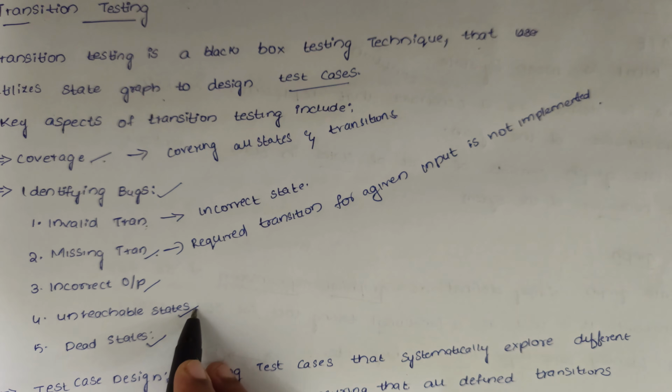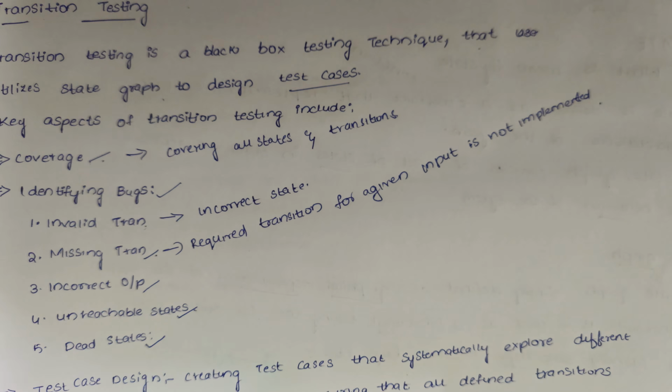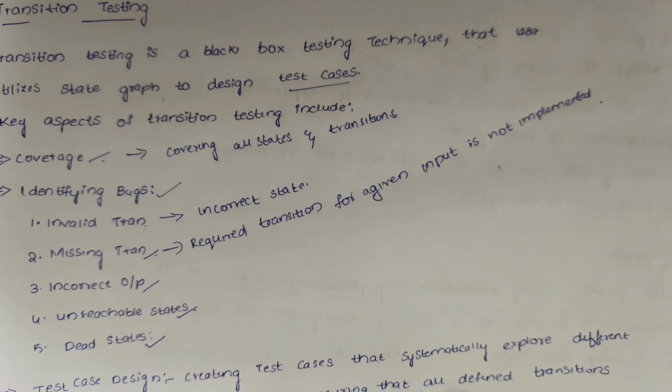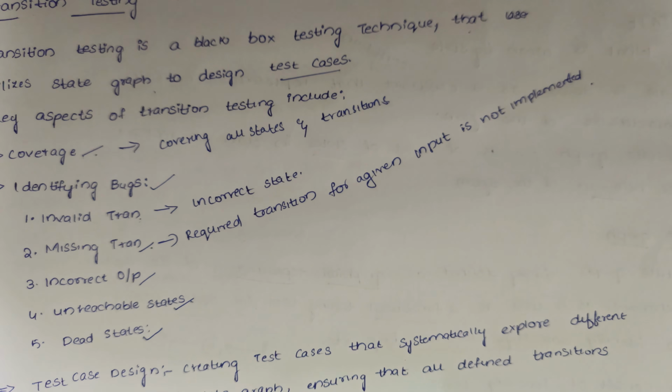Unreachable state is a state that cannot be reached through any sequence of inputs. Dead state is a state from which no possible transitions are found.